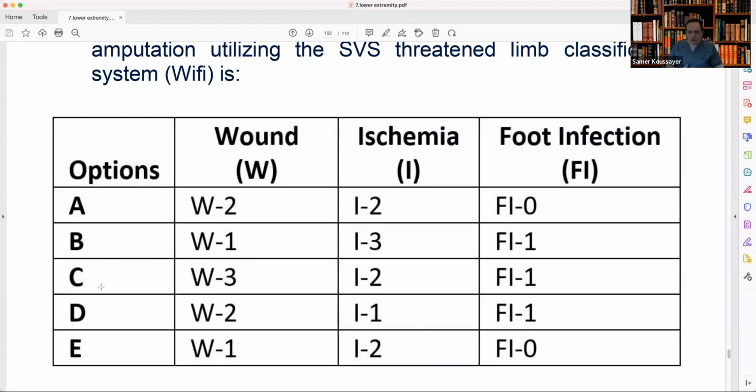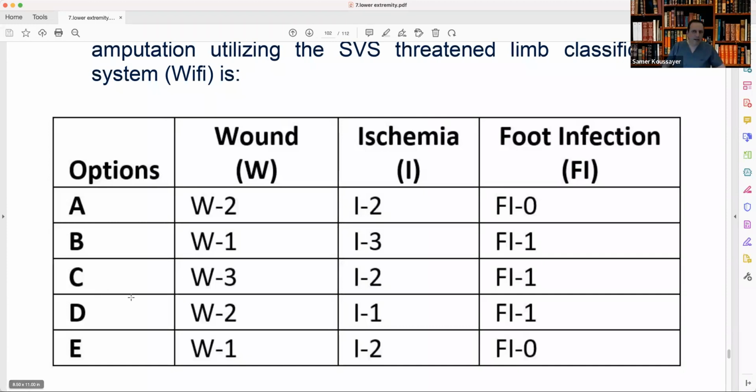Ischemia 1, 2, 3 depends on the toe pressure. You said it should be more than 70, so like 40 to 60 they consider 1. I think 30 to 40 is 2, and less than 30 they consider 3. So the more ischemia, the higher the number. Foot infection, again, mild, moderate, and severe, 1, 2, 3. So it's really not complicated, but in general, higher numbers always mean the worse outcome. That's the way you can answer it, okay?